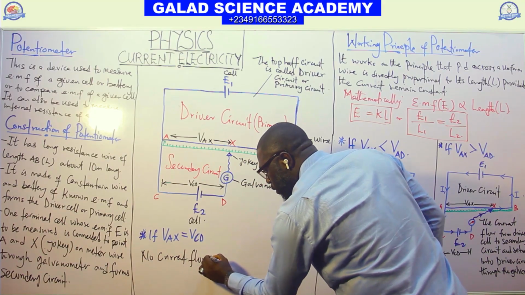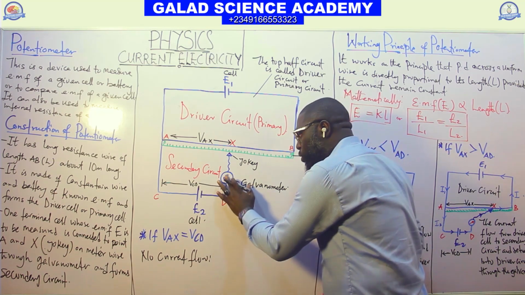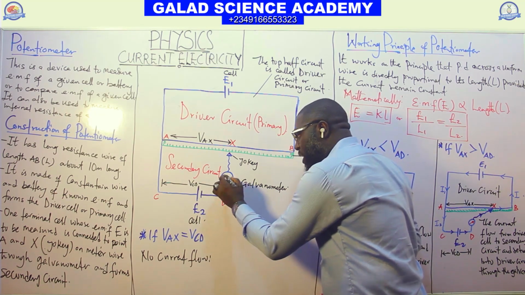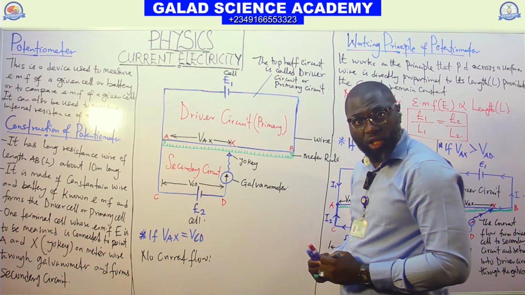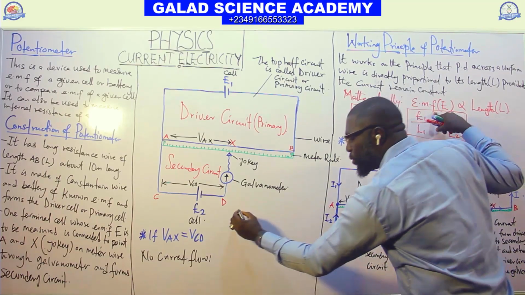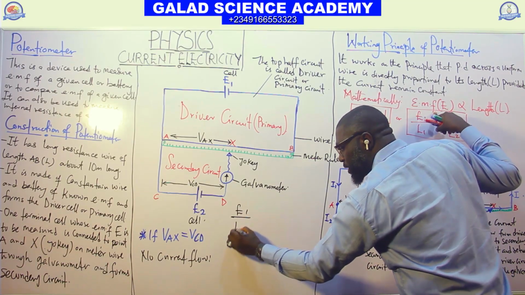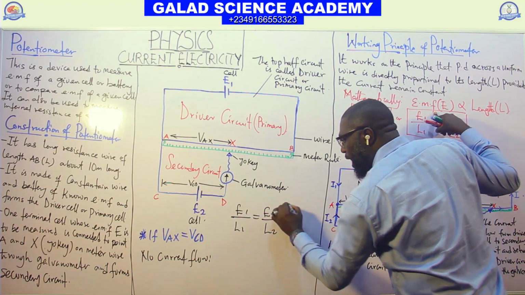Current flow. Therefore, the galvanometer will be at the middle. This galvanometer sign will stay at the middle. No current flows. From there, you now have this formula: E1 over L1 equals E2 over L2.